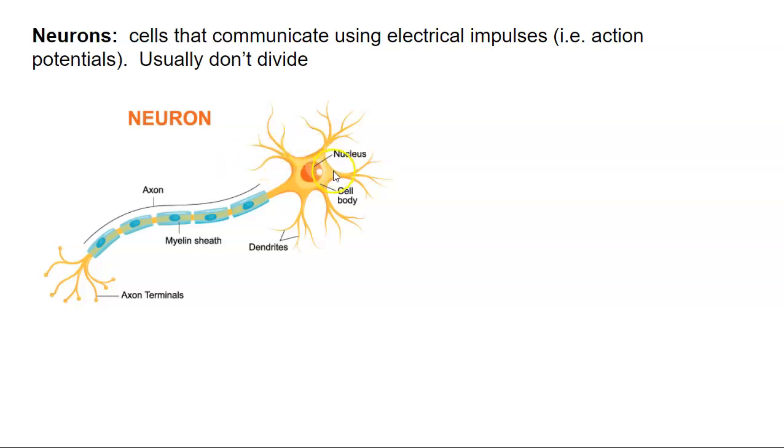You can see the cell body, and then there's the nucleus where you'd find the DNA. These projections are called dendrites, and this long projection, sometimes called a nerve fiber, is called an axon, and it's surrounded by this myelin sheath. And then here's the terminal axons, or the ends that will communicate with effectors, other glands or other muscles or other neurons.